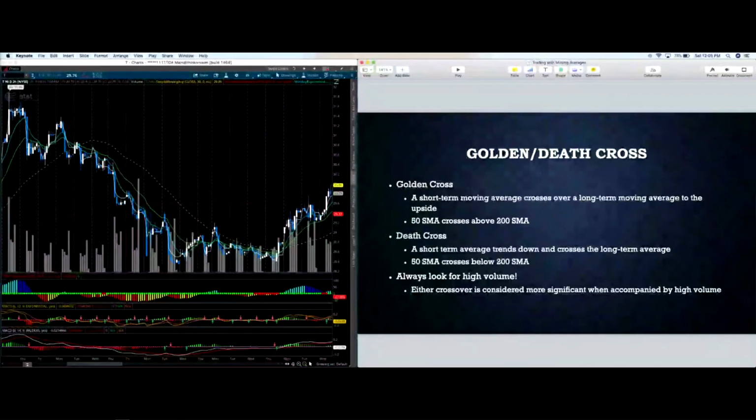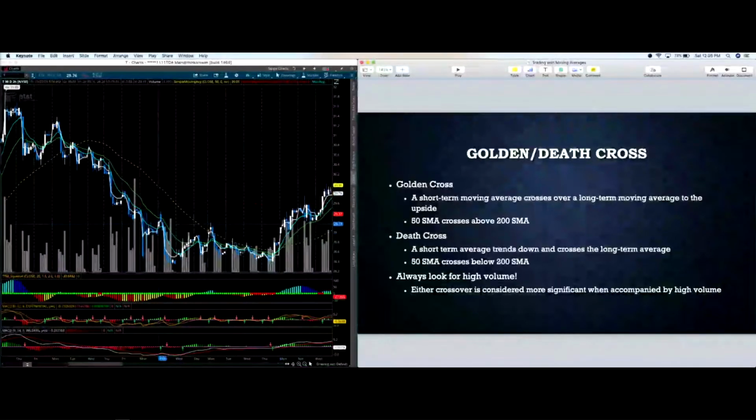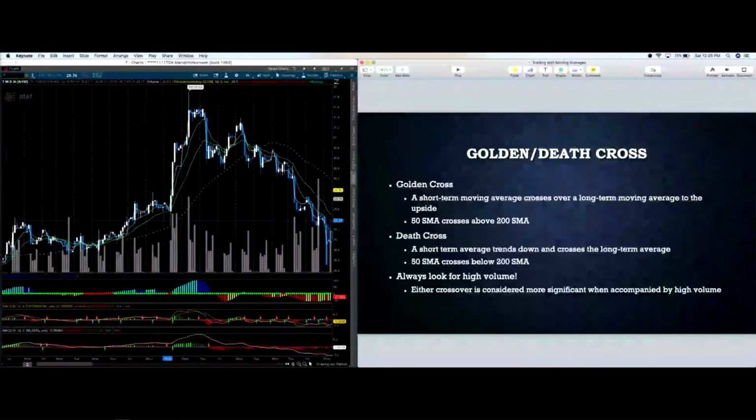So going back to the crosses, there are names for them, which is the golden and the death cross. A golden cross is when your short-term moving average crosses over a longer-term moving average. For example, if your 50 SMA crosses above your 200 SMA, that would signify a golden cross. Golden cross is a bullish sentiment.